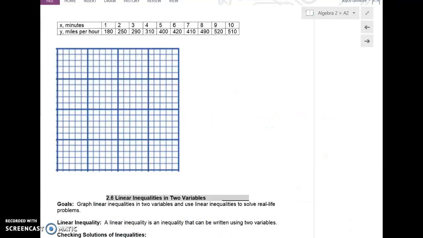On the next page, this data represents the number of minutes after takeoff, 1 through 10, and the miles per hour of the plane, how fast a plane is moving for the first 10 minutes after takeoff. First thing we need to do is plot this data.